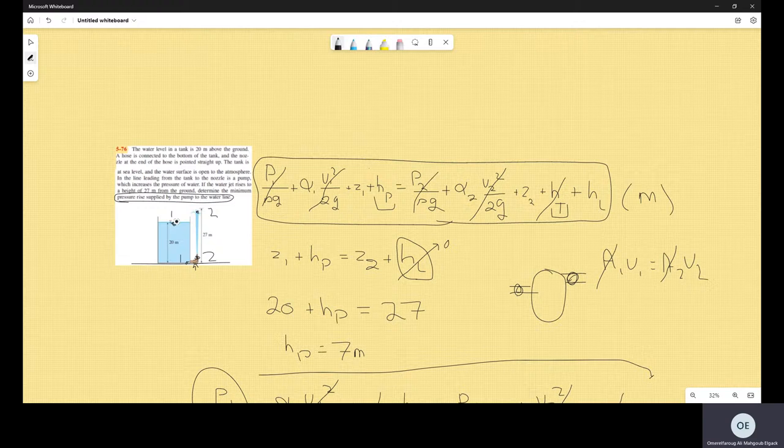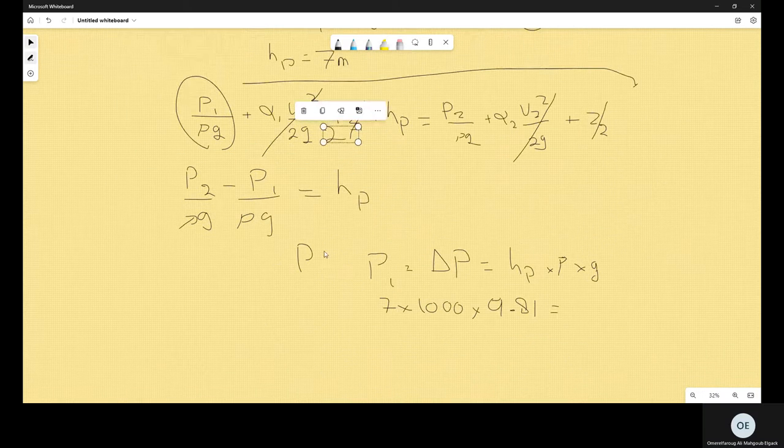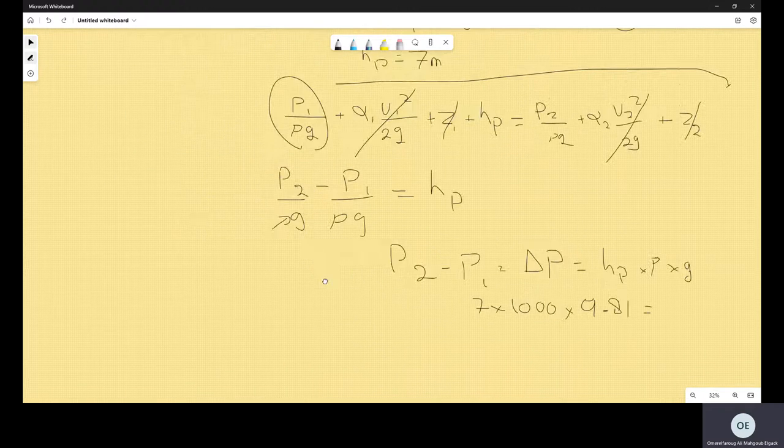So that's why we apply it first between point one and point two to find the head of the pump. Now we will utilize this head of the pump and apply again the energy equation between one and two and find the corresponding pressure difference along the pump itself, between the inlet and the outlet of the pump. Okay. So this is for the first question, proceeding to the next one.